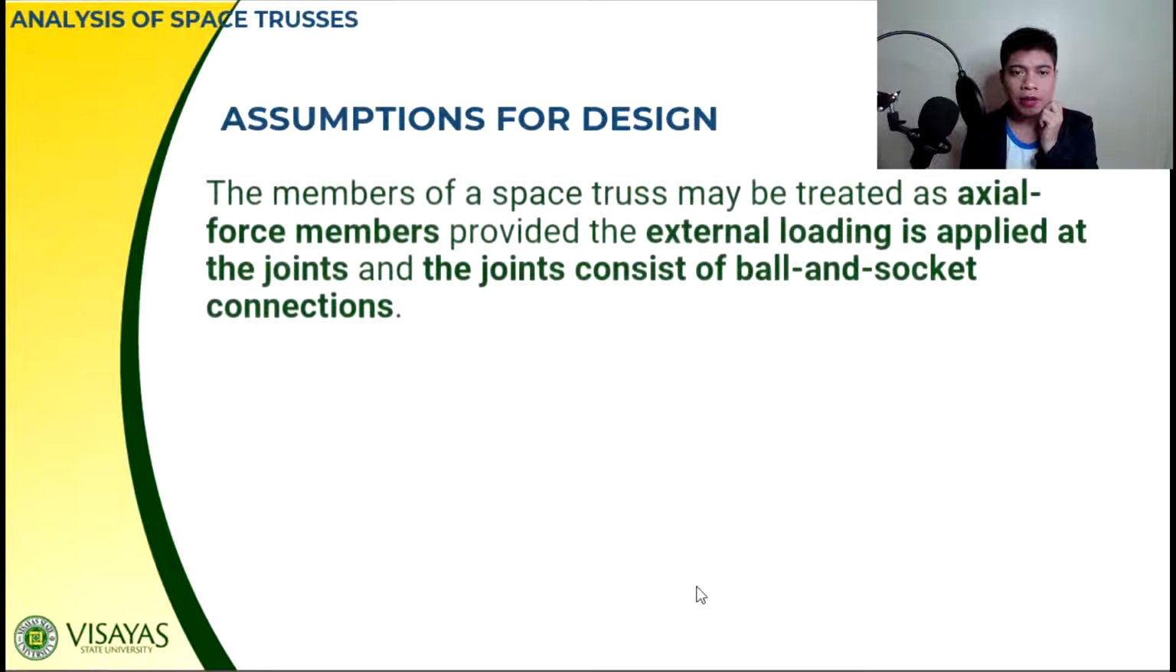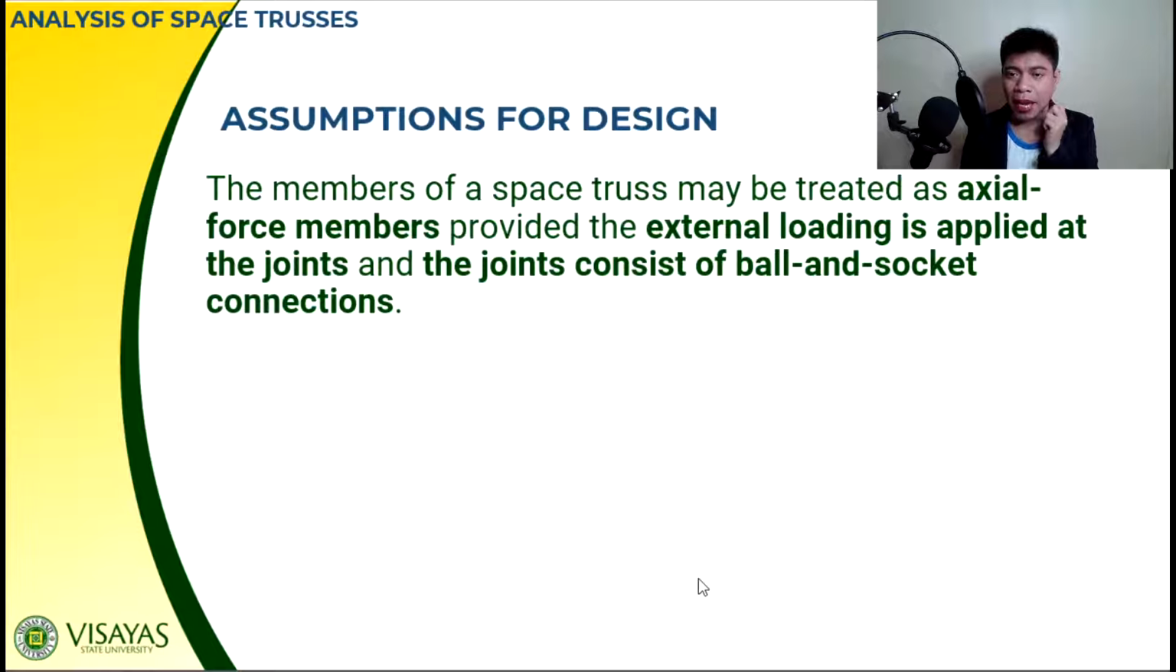Okay, so the members of a space truss may be treated as actual force members provided the external loading is applied at the joints. So parang katulad lamang ito, guys, ng plain truss. So sa plain truss, nag-assume tayo na actual force member siya dahil nga yung ating mga loadings ay nasa joints. And yung joints dun sa plain truss ay ina-assume natin na puro pin. Dito naman sa space truss, the joints consist of ball and socket connections. So yung ball and socket connections, guys, ito yung equivalent sa 3D nung pin. Diba? Kung pin sa 2-dimensional, sa 3-dimensional ball and socket ang tawag doon.